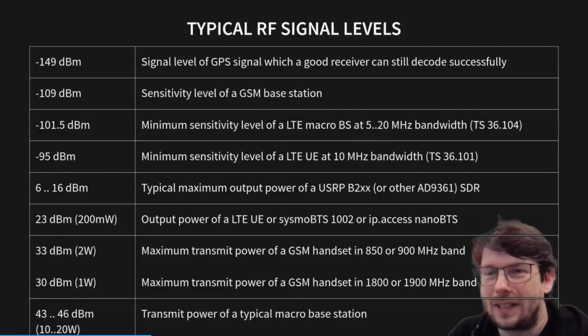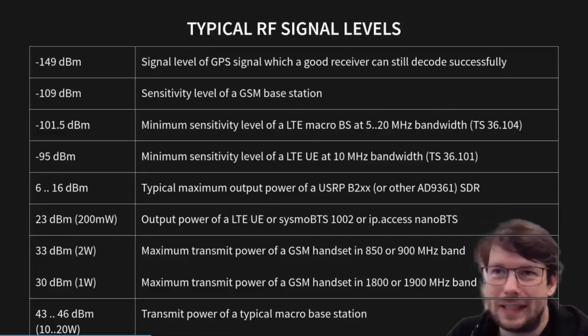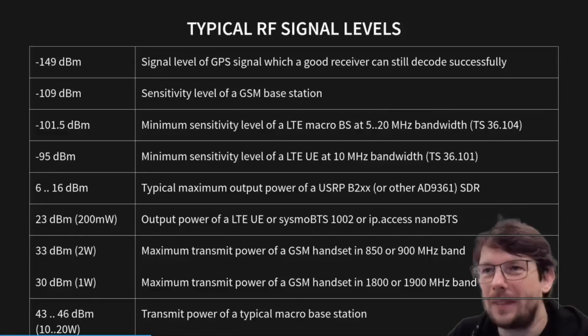If you look at the actual sensitivity level, which means the minimum amount of signal received that I can still decode in a reasonable way, then something like -109 dBm is what you would find in a typical commercial GSM base station. About -101 dBm is what the LTE specification says a macro base station at 5 to 20 megahertz carrier bandwidth needs to have as a minimum sensitivity level.